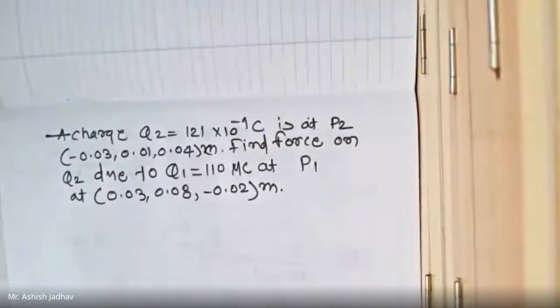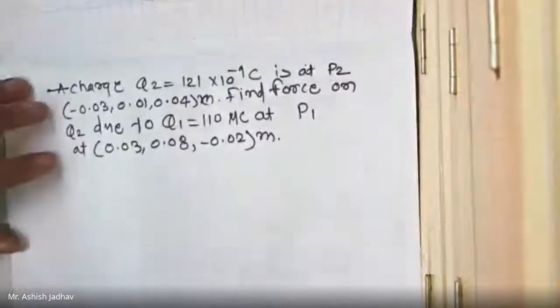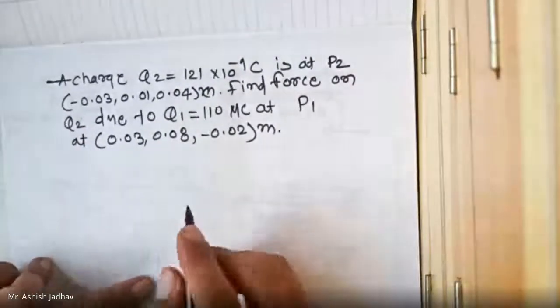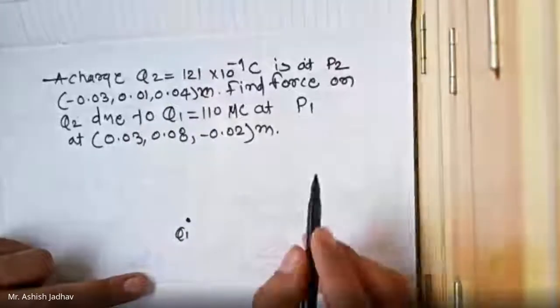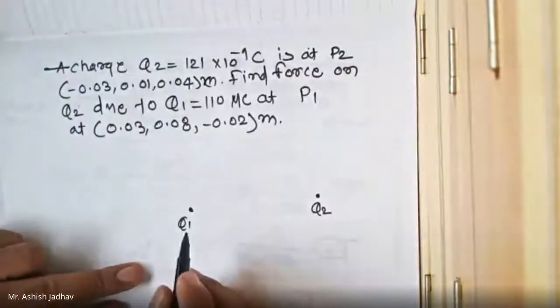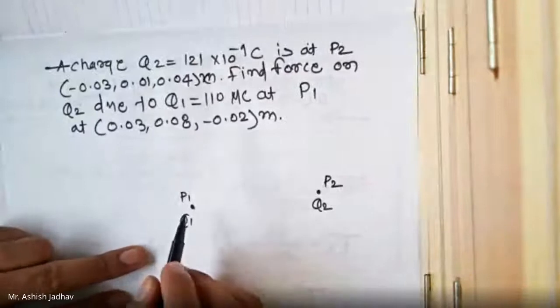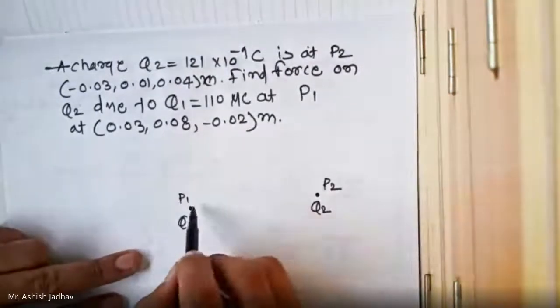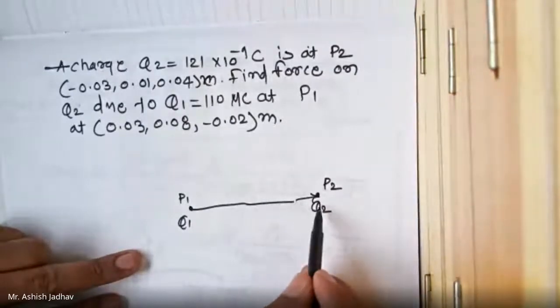So simple Coulomb's law is applicable here. By using Coulomb's law, you can obtain the force acting on Q2. So first step is to draw the neat diagram. So let us assume Q1 is located here, Q2 is located here. Coordinates are given. Q1 is located at P1, Q2 is located at P2. So find this vector, because we want to find the force on Q2.